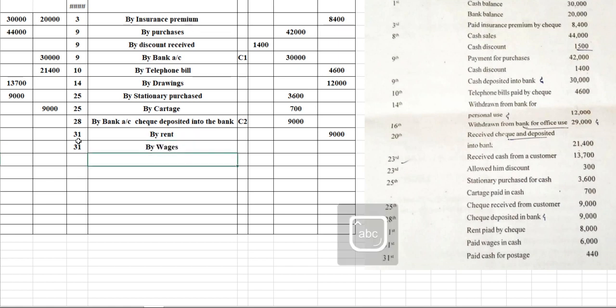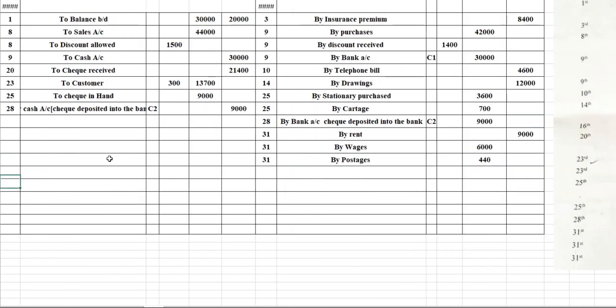By wages, it is paid through cash, 6,000 rupees. Okay. On 31st again, paid cash, postages. Paid by postages. How much? 440 rupees is paid. It is in the form of cash.